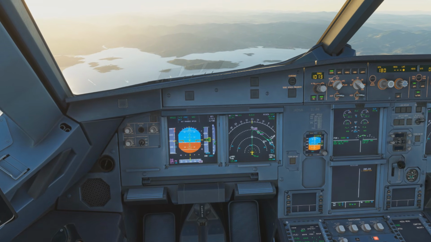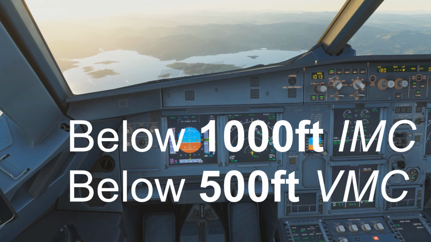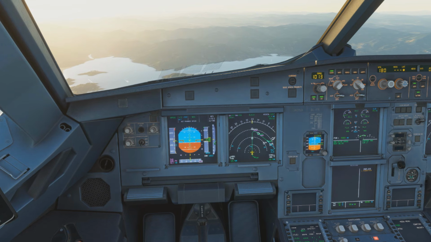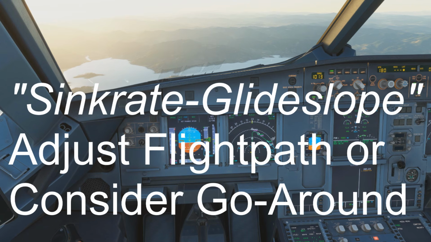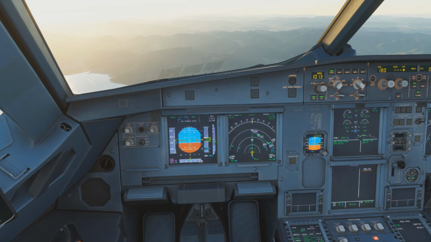So let's do a quick summary. This is the way I remember this. The numbers you need to remember are below 1,000 feet when it's cloudy, below 500 feet when it's clear. When you hear sink rate or glide slope, then you must adjust the flight path, which makes sense. If it's a cloudy day, below 1,000 feet, maybe not a bad idea to do a go-round. If it's a beautiful day, below 500 feet, maybe not a bad idea to do a go-around.